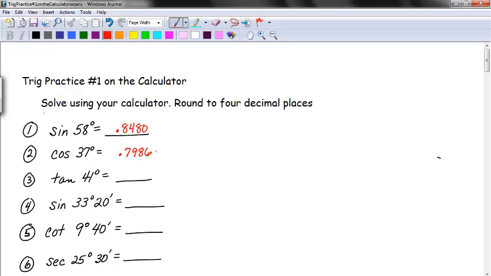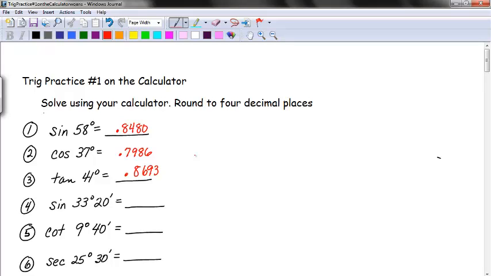Okay, tangent of 41. So tangent 41 degrees, and I get 0.8693. Okay, then they go from just degrees to degrees and minutes.